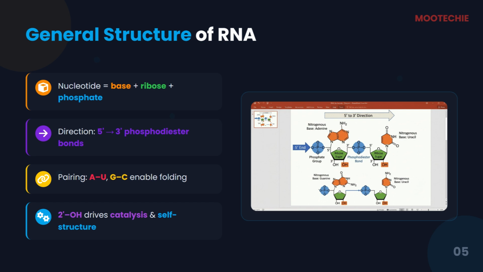One nucleotide is highlighted showing its parts, a phosphate group, the ribose sugar, and a base which is here adenine. The next nucleotide in the chain has the base uracil. The diagram also reminds us that base pairing, specifically A with U and G with C, is what enables the RNA strand to fold into complex shapes, and that little 2' OH group on the ribose is crucial. It drives catalytic activity and helps determine the molecule's final structure.